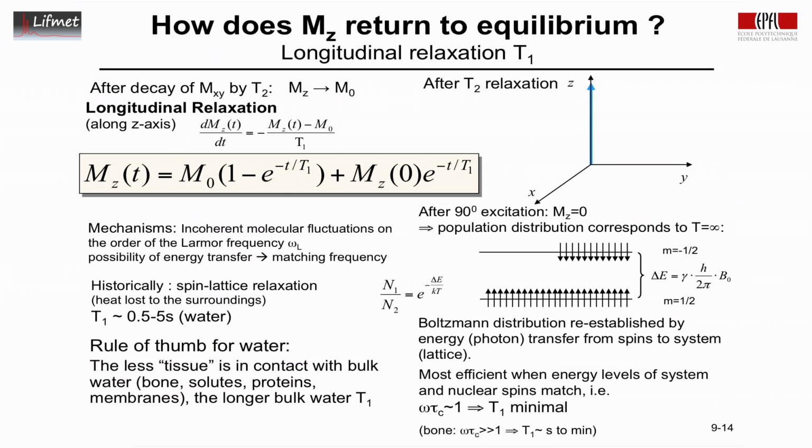To sum up the relaxation of T1, there's also a rule of thumb that is useful for us to know, and it is very similar to what we had for T2. It basically means the purer the water is, so there are fewer other molecules that the water interacts with, the longer is the T1. The more there are membranes, proteins, etc., with which the bulk water can come in contact, the shorter is the T1. That's the rule of thumb for tissue that is useful to remember.